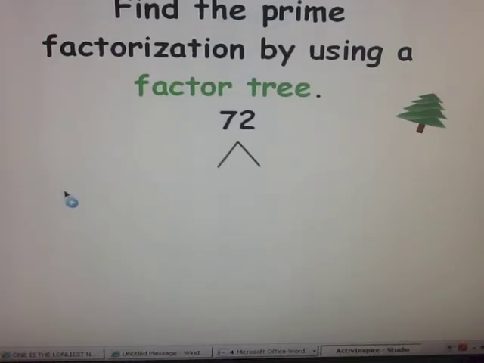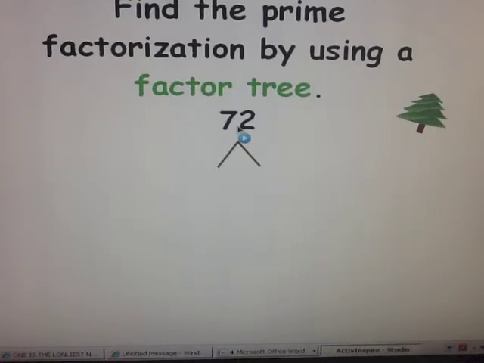Let's do another example. Let's find the prime factorization of 72 using our factor tree. The first step in factoring, or finding the prime factorization, is finding 2 factors that equal 72. This is where most students make their mistake, especially with larger numbers. They come up with 2 factors that they think equal 72 when they multiply, but they really don't. So always check and make sure that the 2 factors you choose multiplied together will give you the product of 72.